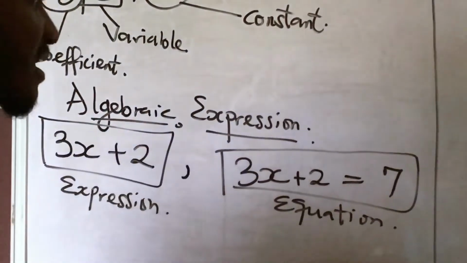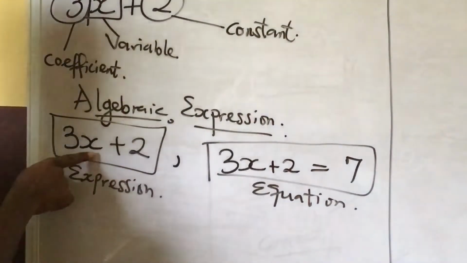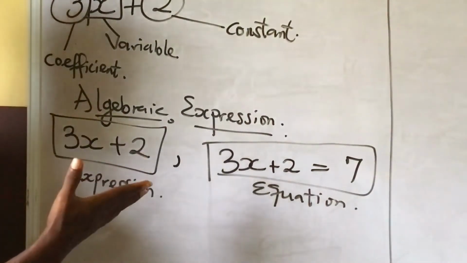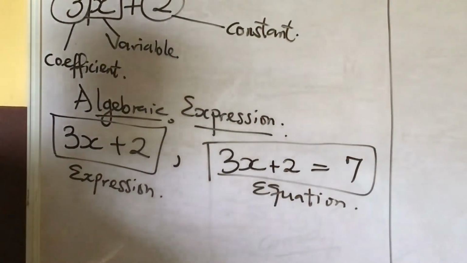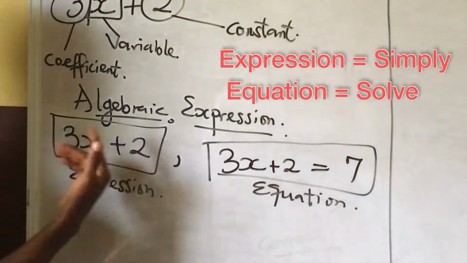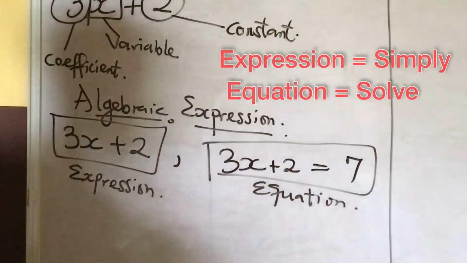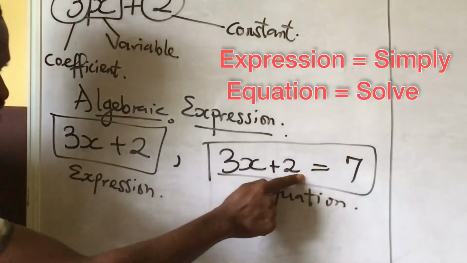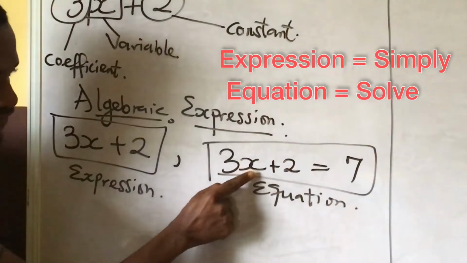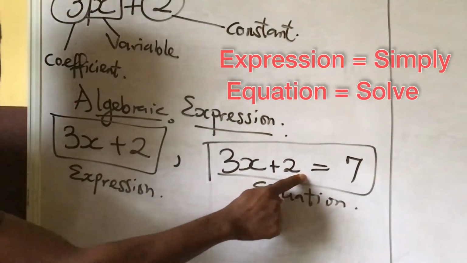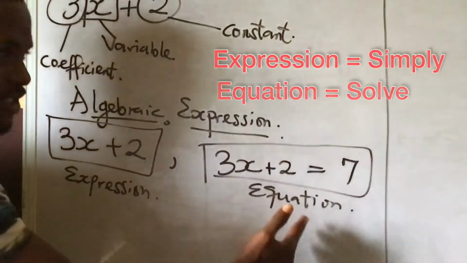One difference is that the expression cannot be solved. For example, I can't solve for x in this expression. No. The only thing I can do is to simplify an expression. Like this expression now cannot be simplified. But you will see some expressions as we go ahead that can be simplified. But for this one, I can solve this equation. Alright? I can solve for the value of x in this equation. Are you getting me now? That's the difference between expression and equation.